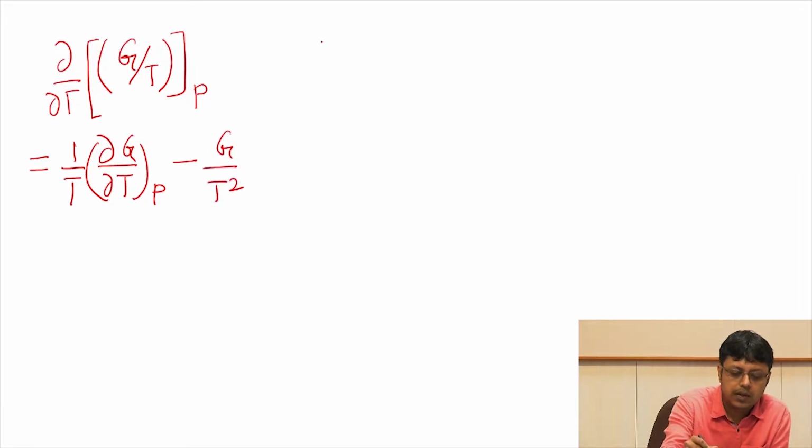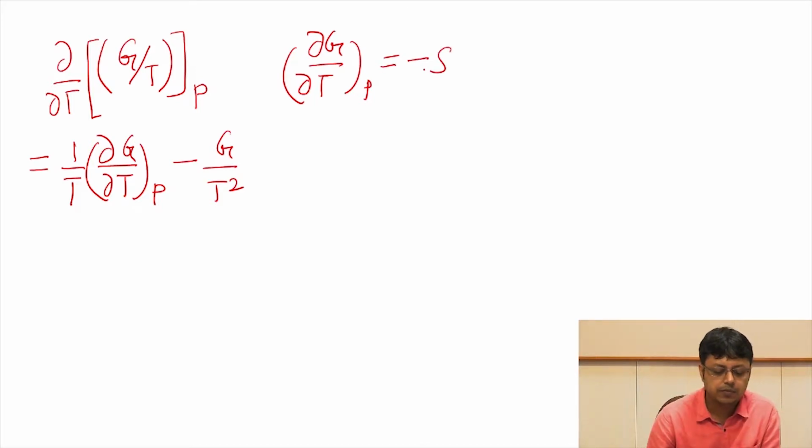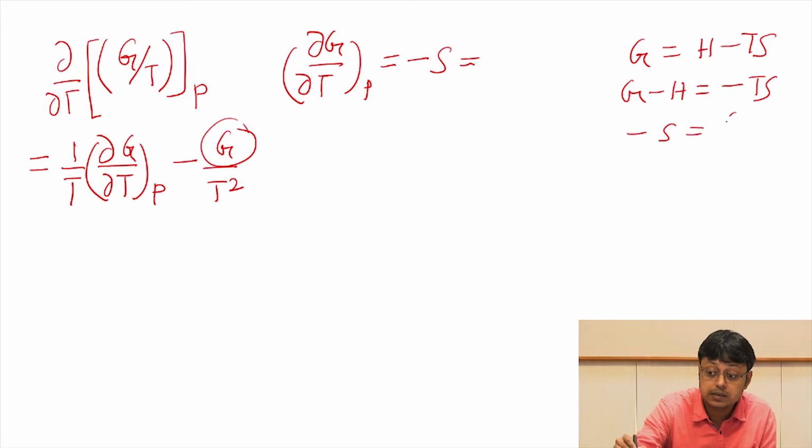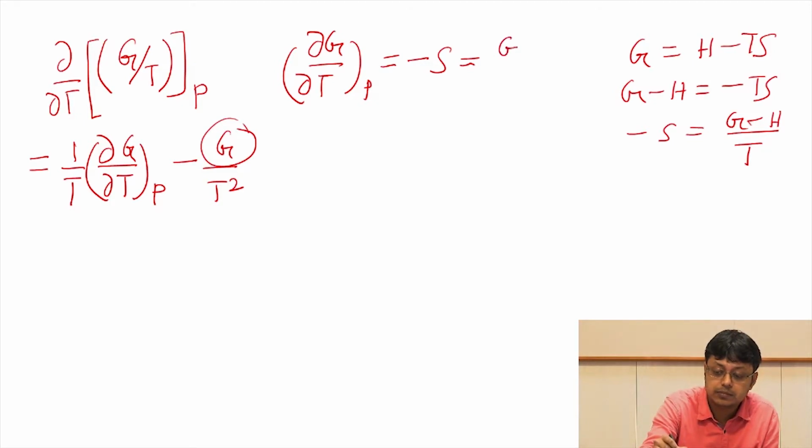Now we know, already we showed it, that del G del T at constant P is nothing but minus S. But if we use minus S here, we will not get a very useful relationship because the G is sitting here. So we can write the minus S again in terms of G. From definition, G is H minus TS. So G minus H is minus TS, so minus S is G minus H divided by T.